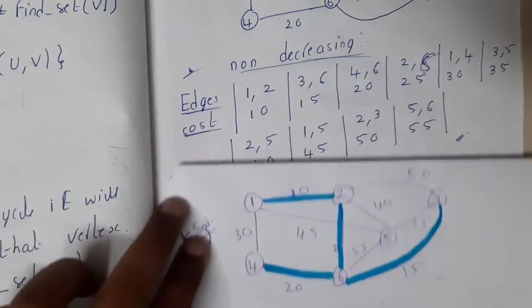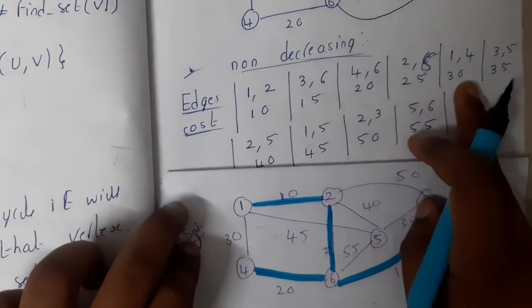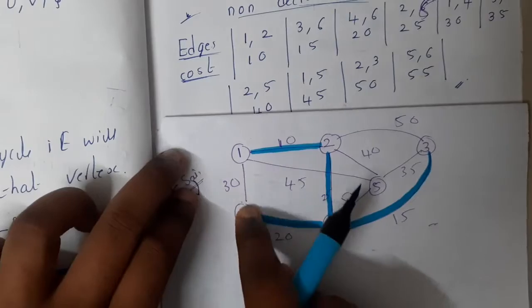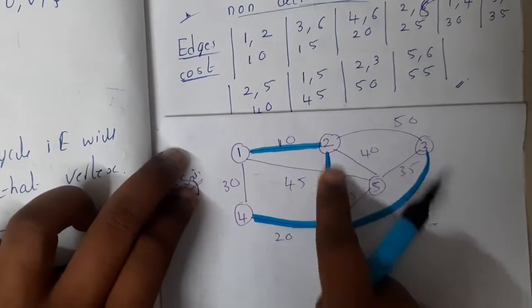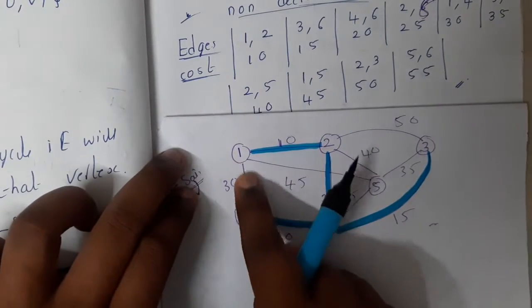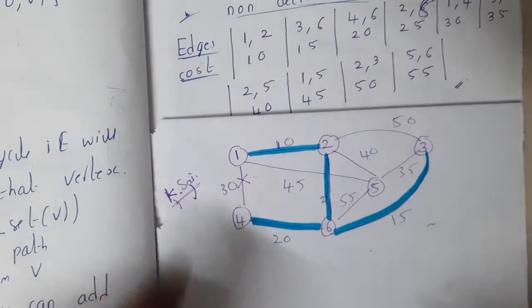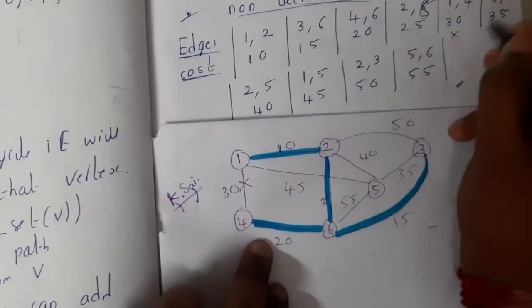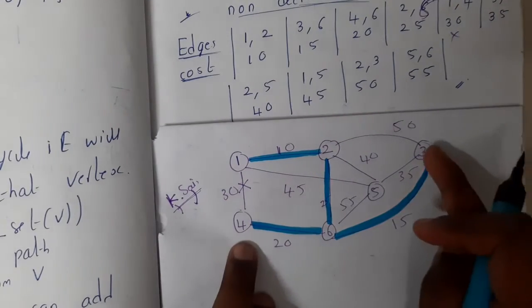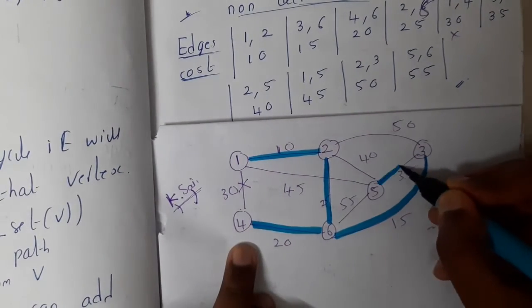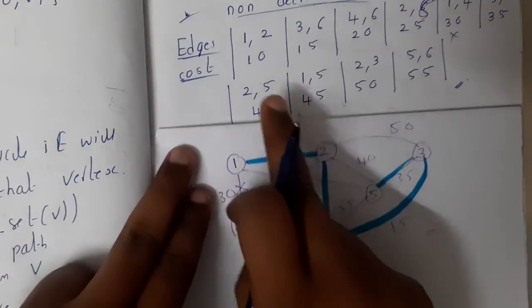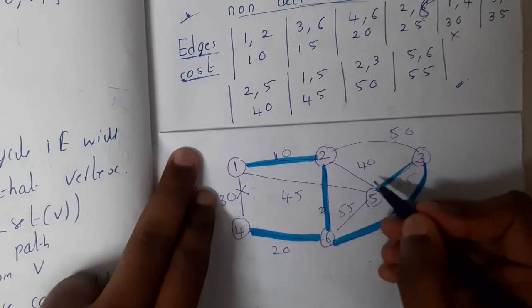Similarly, if you want to continue, this is also possible. So 1, 4. If you connect 1, 4, what will happen? Previously there is a loop like this. Now if you connect these two, it will form a loop. Hence you need to avoid this, so 1, 4 will be skipped. Similarly 3, 5. You can connect it. From now on, anything you try to connect, like 2, 5, will also form a loop.